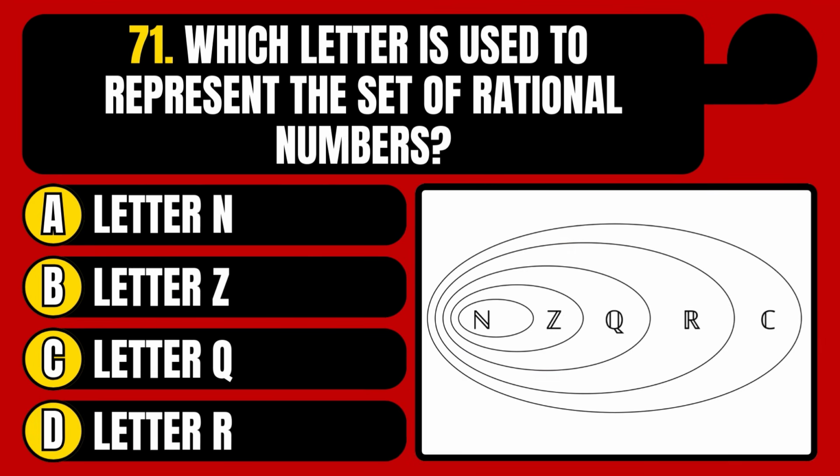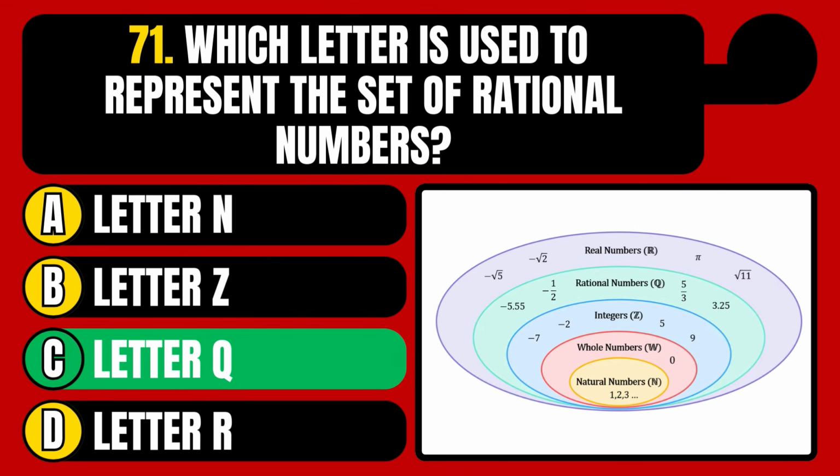Which letter is used to represent the set of rational numbers? Letter N, letter Z, letter Q, or letter R? The correct answer is option C, letter Q.